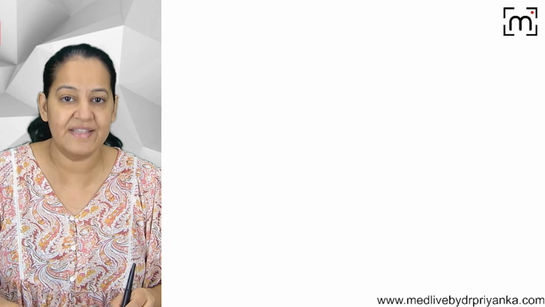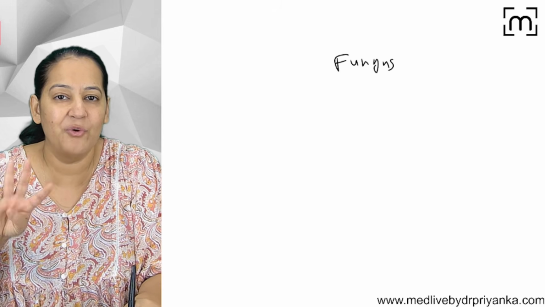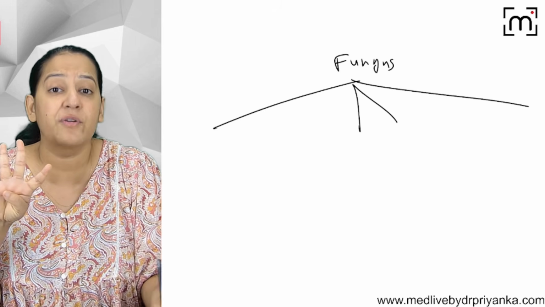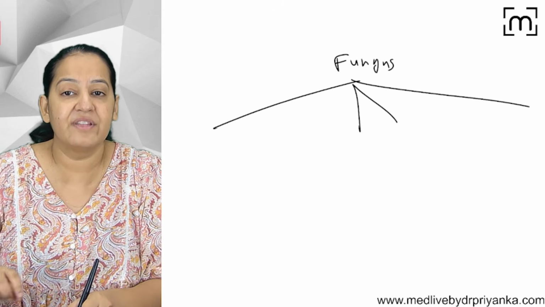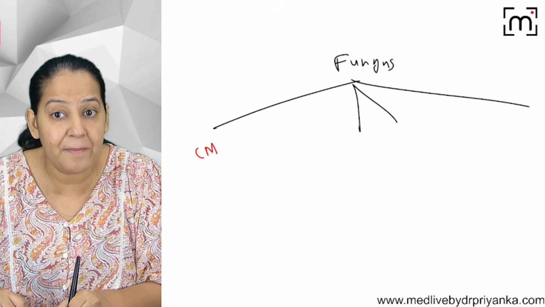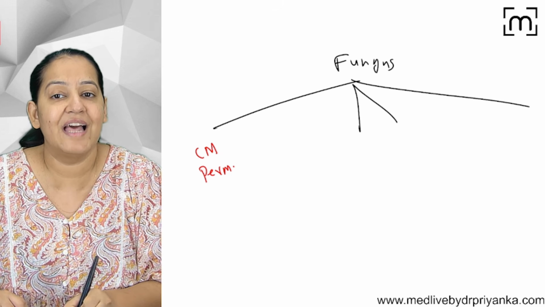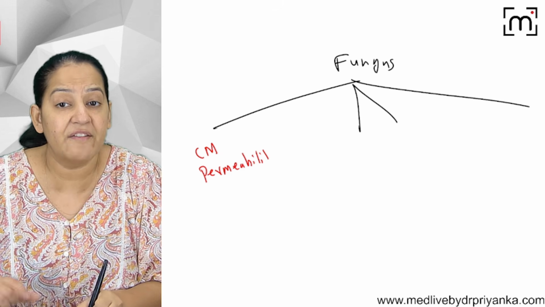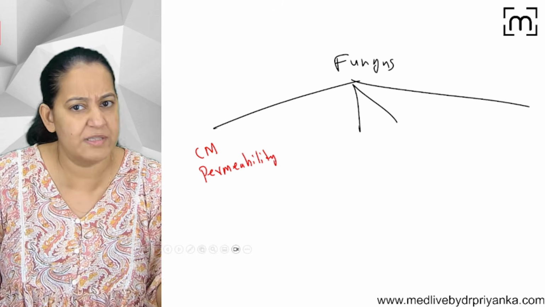What are the four categories? I want to kill a fungus. What are the four ways I can kill a fungus? You tell me. I can give a drug that alters cell membrane permeability, so that there will be pores in the cell membrane and the cytoplasm will leak out.